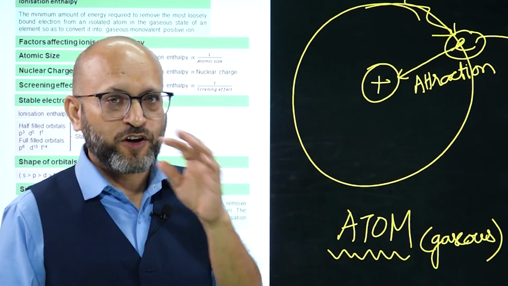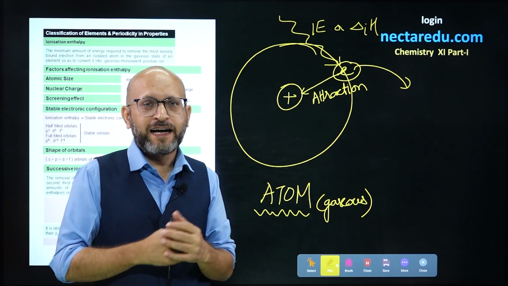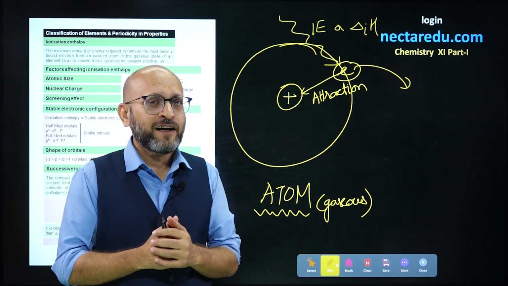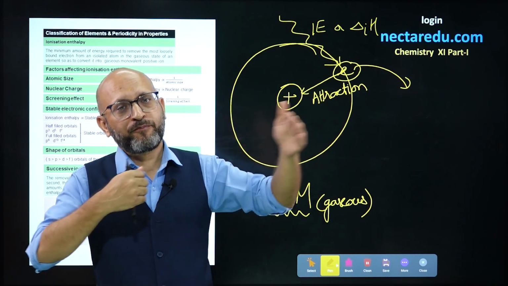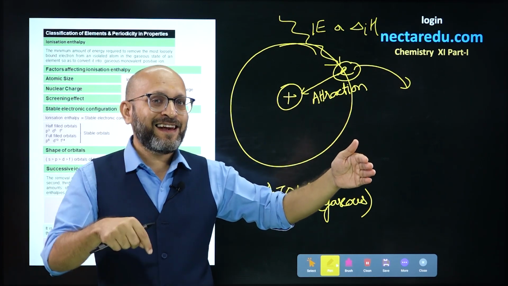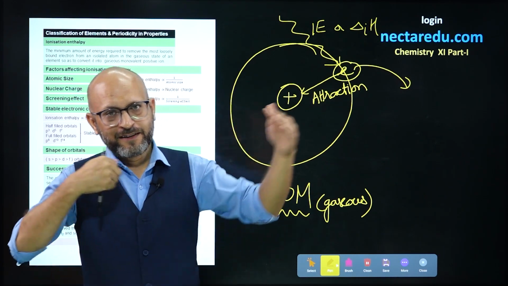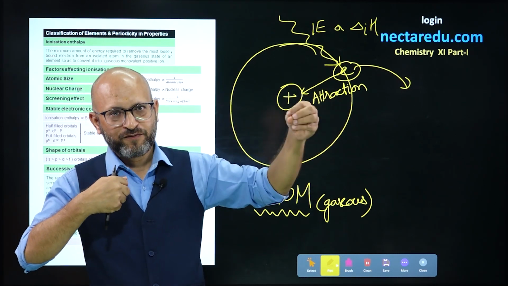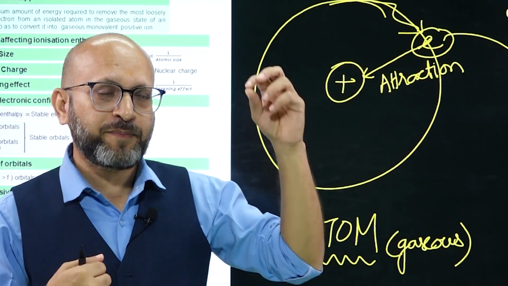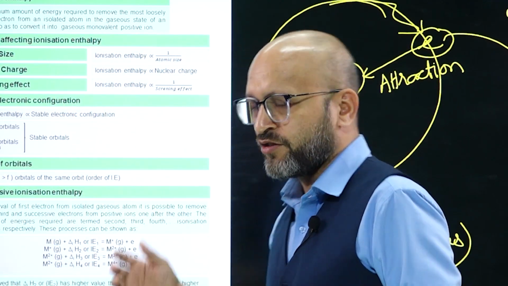Next point comes, what do you think? Screening effect and atomic size, what relation do they have? The relation is, more the screening effect, more will be the size. More size, ionization enthalpy will be less, right? Keep it in mind. Bigger the size, less will be the attraction of the electron, less attraction, so less ionization enthalpy required to remove the electron. Few more points are mentioned over here.